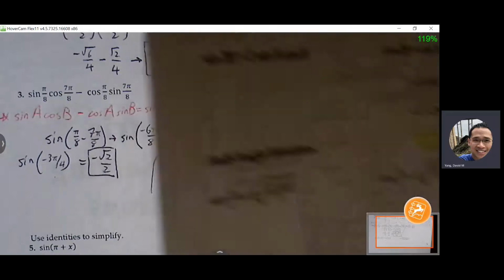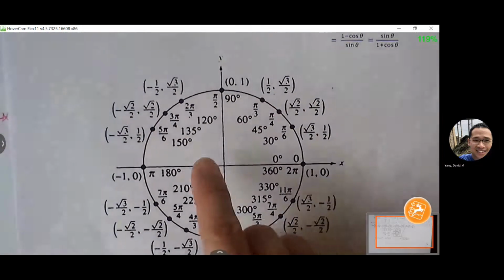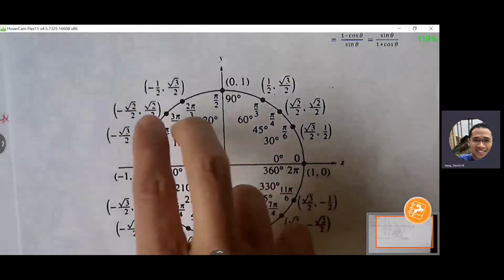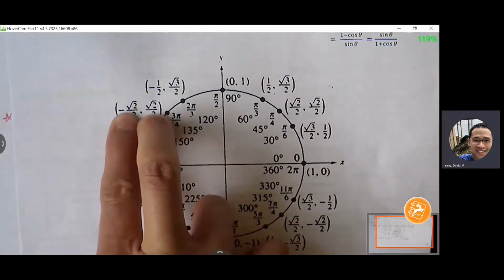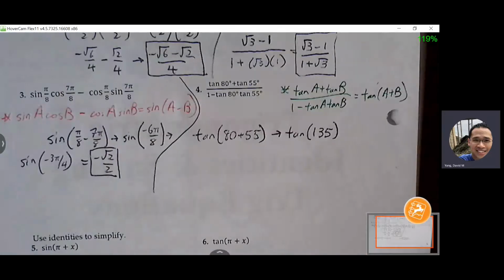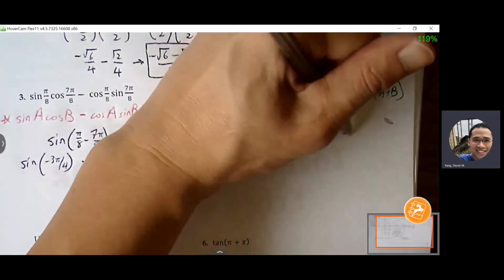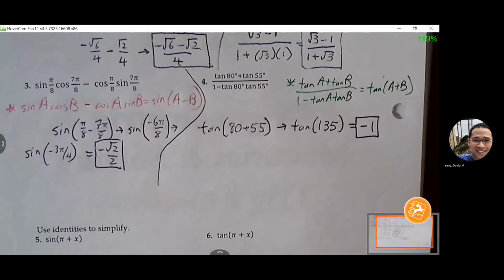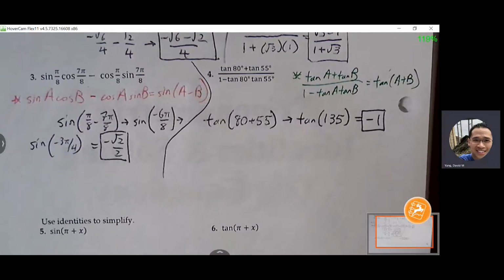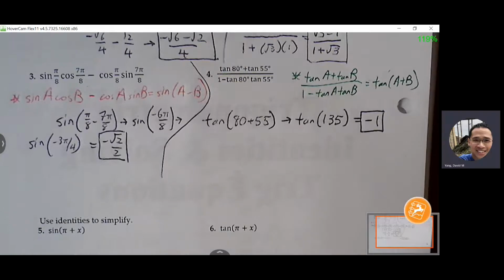Okay, tangent. It's y over x, negative 1, right? Root 2 divided by negative root 2. Okay, questions so far? Yeah, we're just simply going back and forth between our identities and just matching our rules.